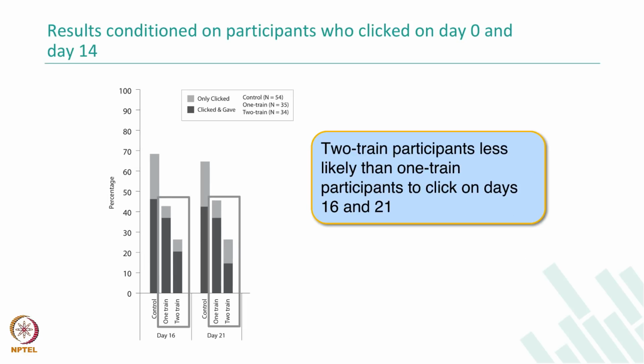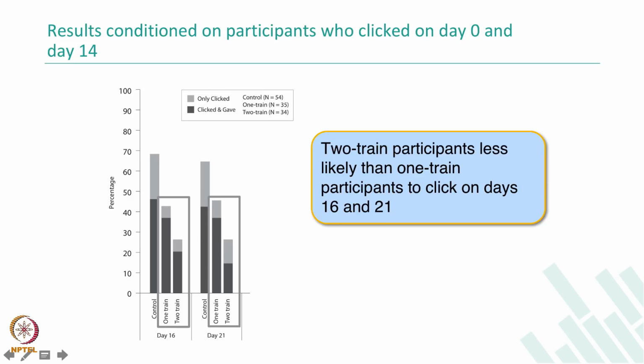Here is an analysis that will give you another set of insights into the data, which shows results conditioned on participants who clicked on day 0 and day 14, which means they have seen both the training materials. Now we are trying to see how these participants behave by taking the data on day 16 and day 21. 2 trained participants are less likely than 1 trained participants to click on day 16 and day 21.